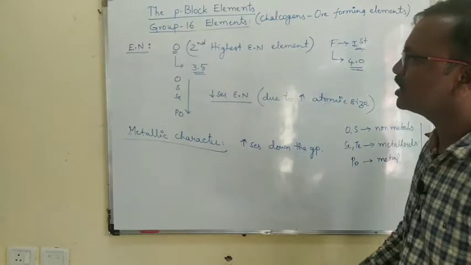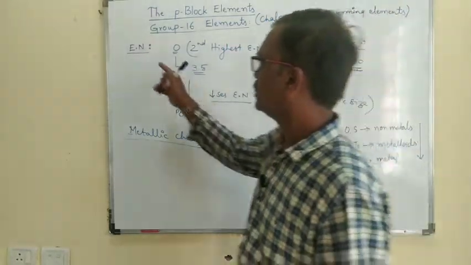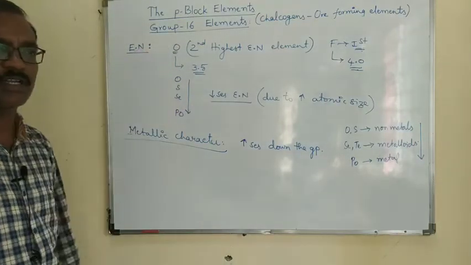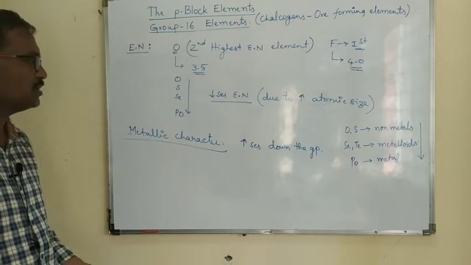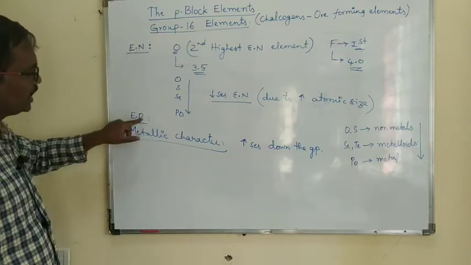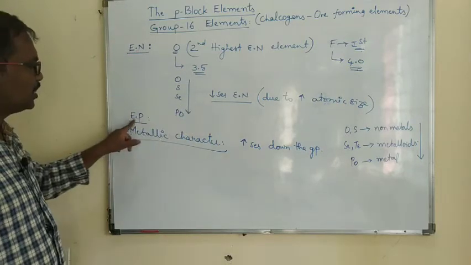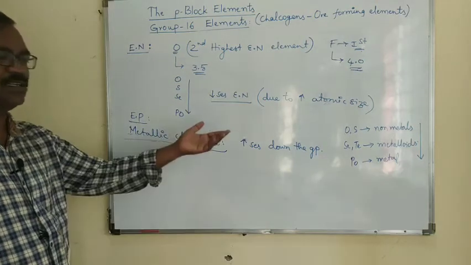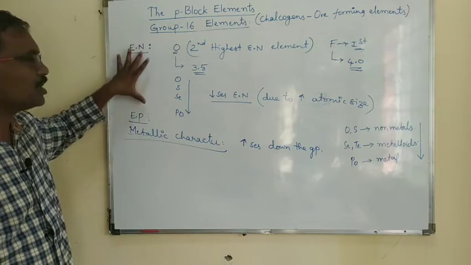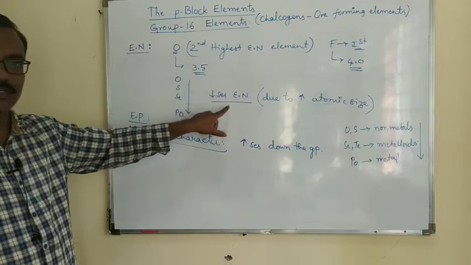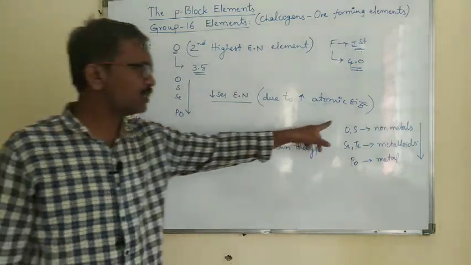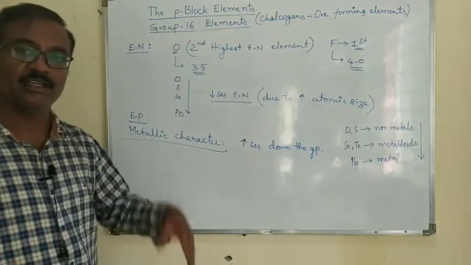Electronegativity. If they ask electropositivity in the examination, if they have explained electronegativity, it is just opposite. Electronegativity decreases down the group, and electropositivity increases down the group, right? Negativity and positivity are opposite, so one decreases down the group and electropositivity automatically increases. So electropositivity increases, the metallic character increases.